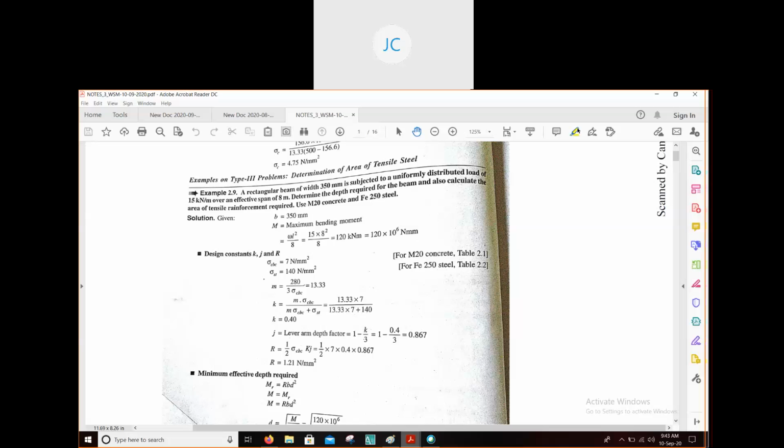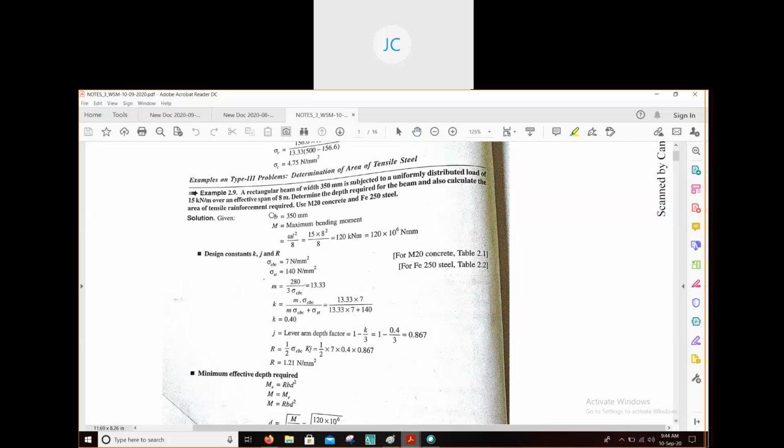Now we have to see what is our final aim. We have to find out the depth required. Total depth we have to find out, and also we need to find out the area of steel.